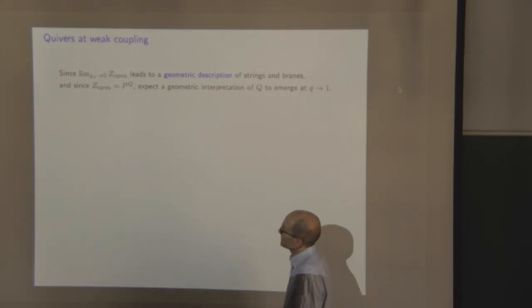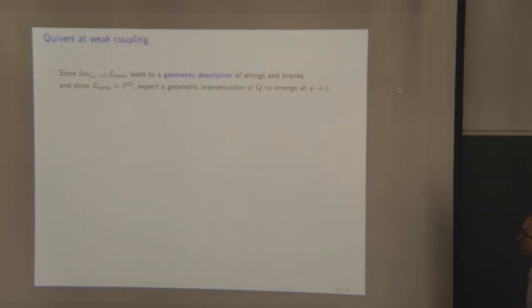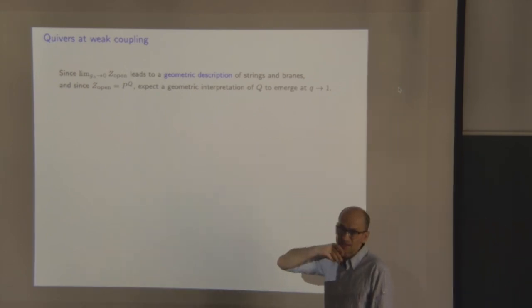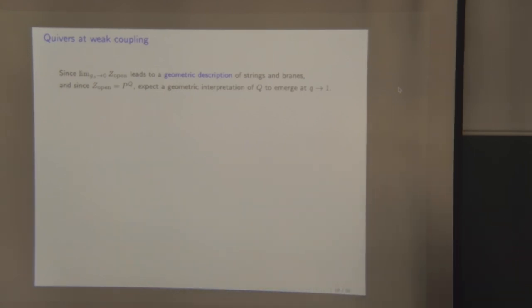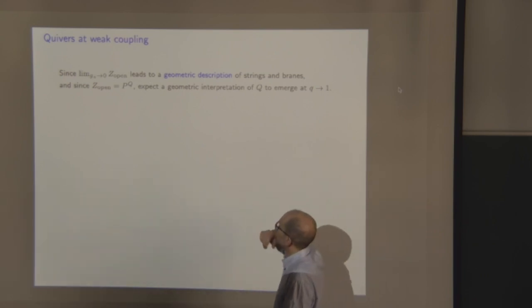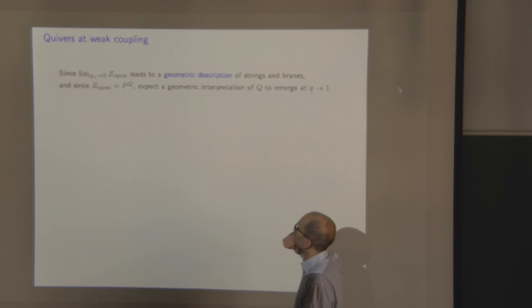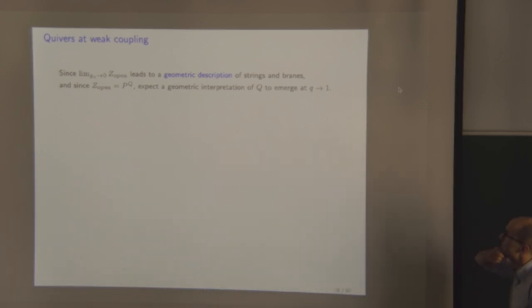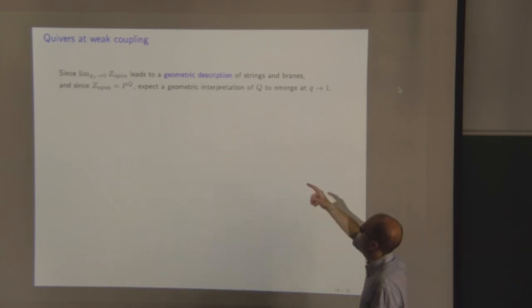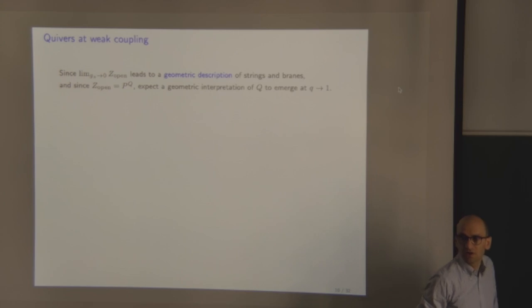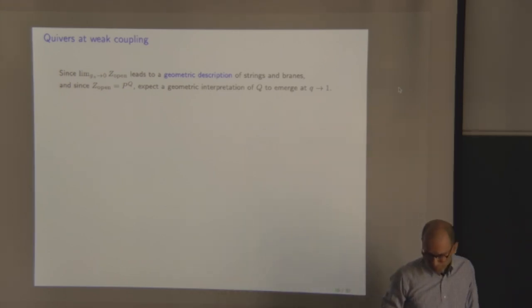Okay, so we've done this exercise with the open string partition function. We've said that if we take g_s to 0, then that's nice because we get a geometric description of strings and branes. But now let's see what this means for the knot-quiver correspondence. So we know that the open string partition function should coincide with the quiver partition function. And one may expect that if you take the same limit on the quiver, you may get some geometric interpretation of Q.